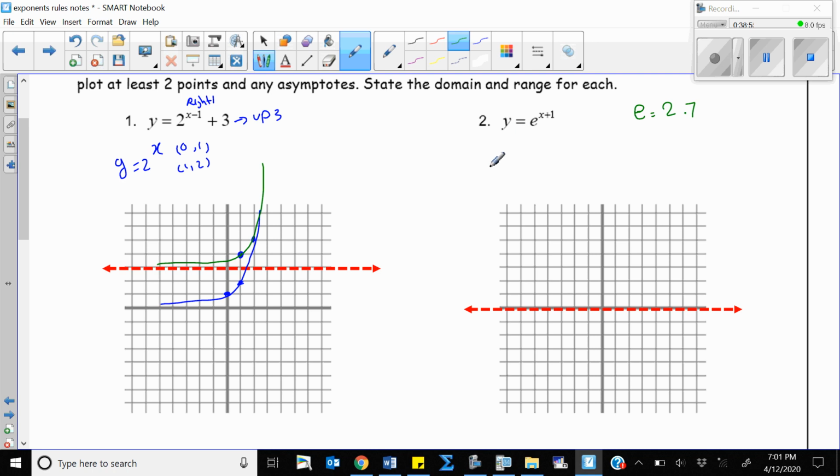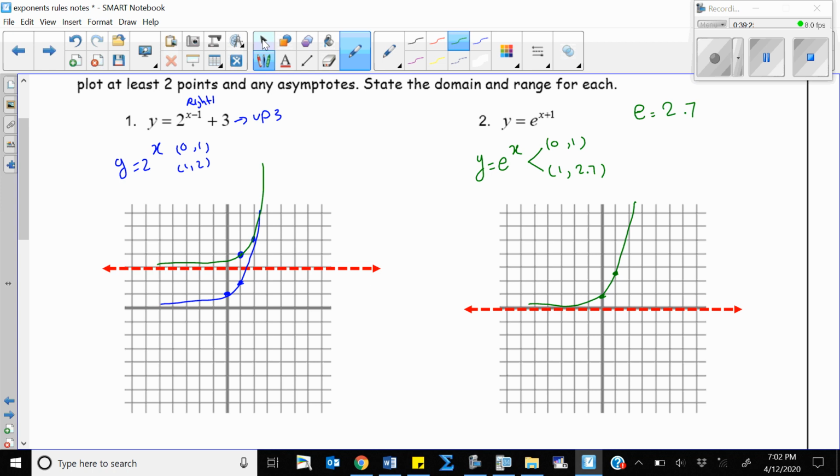Okay, so first of all, I'm going to graph the parent function. That's e to the power of x. So the two important points are 0 and 1, and 1 and the base, which is 2.7. The points are here, 0 and 1, and 1 and 2.7 is going to be somewhere like this. The asymptote is here, and this will be the graph.